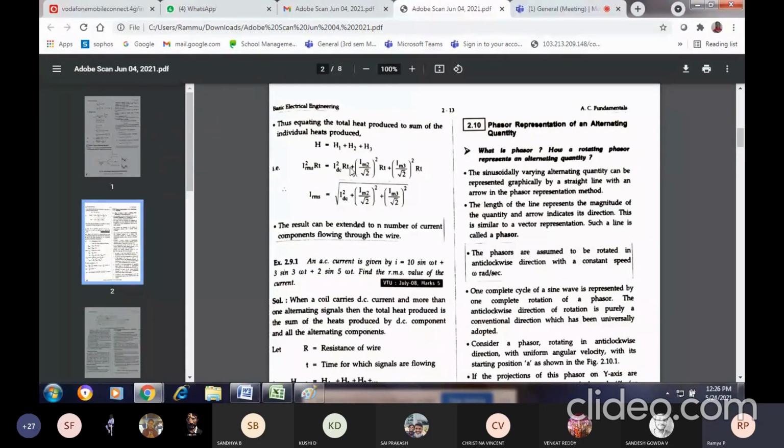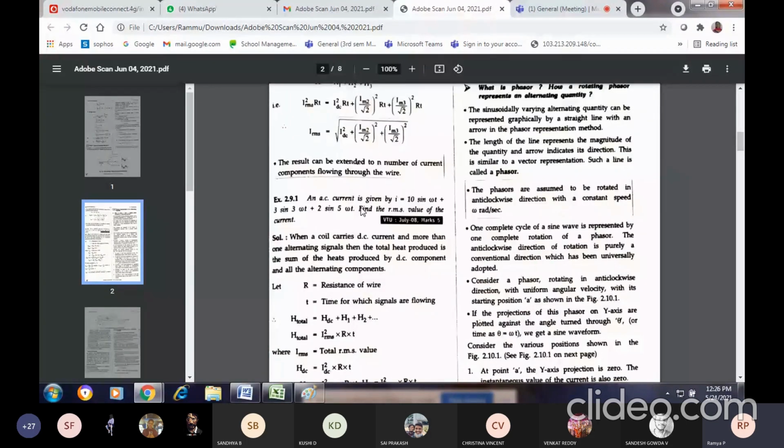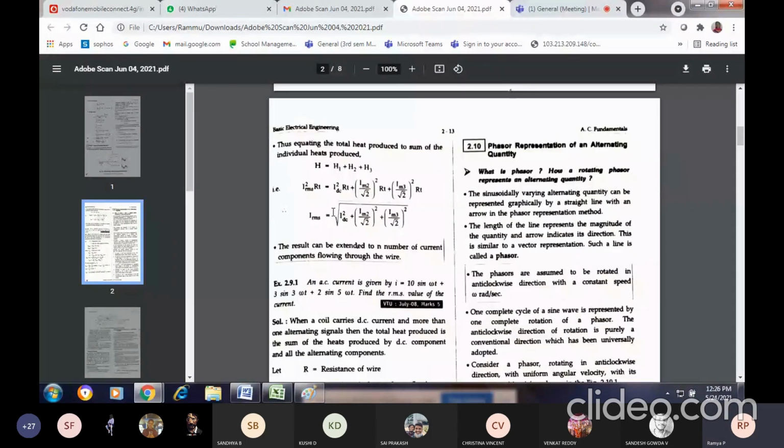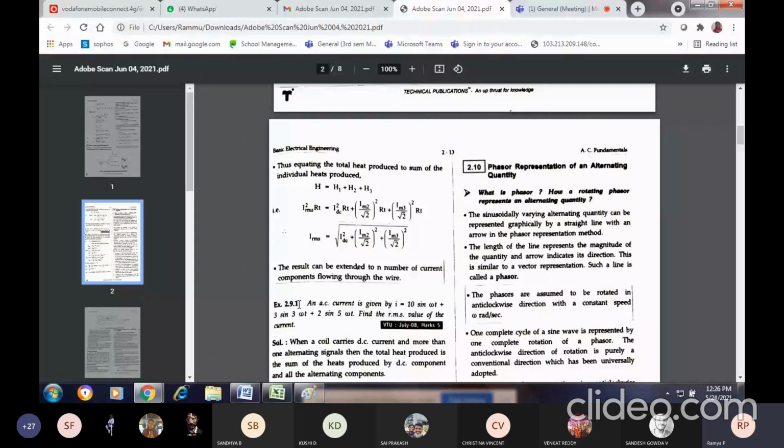To explain this concept, we have one problem. Please take down this problem and try to solve it. That is 2.9.1. In the problem it says that an AC current is given by I equals, since previously you used to have only one current equation, that is the instantaneous current I equals 10 sin omega t. You have studied till here. Now, apart from one component of current, you have two more components.